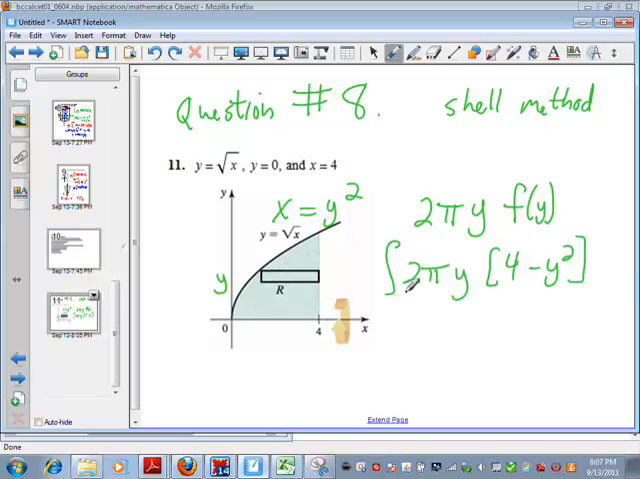The integral from where to where? 0 to 2. Y varies from the x-axis, y equals 0, to whatever this height is. When x is 4, the square root of 4 is 2, so y is 2.